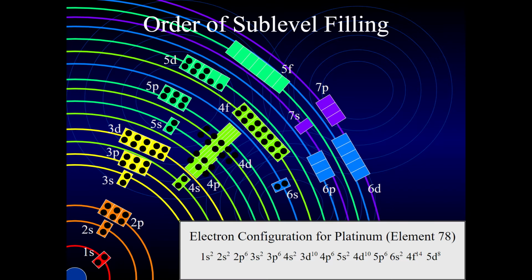And finally, in this example for platinum, element number 78, the last 8 electrons fill into the 5D subshell. The rest of the subshells for the entire periodic table are shown as empty subshells. The long-form electron configuration for platinum is written in the bottom right text box. It matches the diagram behind it. 1s2, 2s2, 2p6, 3s2, 3p6, 4s2, 3d10, 4p6, 5s2, 4d10, 5p6, 6s2, 4f14, 5d8. How about that? Isn't that great?